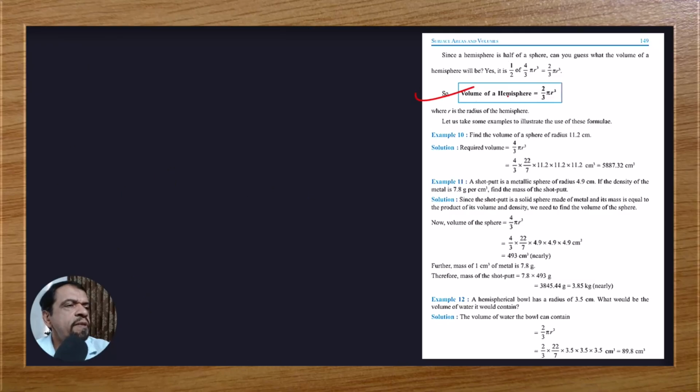Now volume of the hemisphere is 2 upon 3 pi r cube. Very simple, you only have to put the values. These kinds of logical questions are important. The shot put means a spherical metallic ball, radius 4.9, density is given, and the relation is very simple in physics. Density of any material is mass upon volume. So the mass will be density into volume. So volume we calculate with the formula 4 upon 3 pi r cube. It can be calculated by the unitary method, but you can calculate directly.